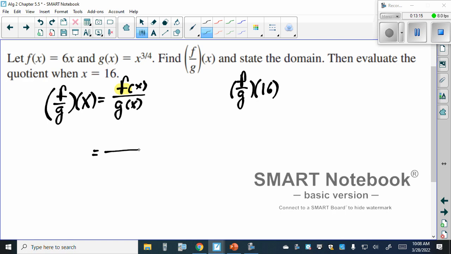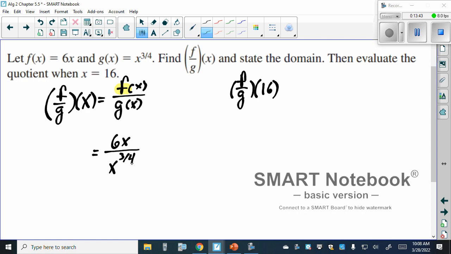Now looking at this here, they gave us f of x. f of x is 6x. And they gave us g of x as well, x to the 3/4. Now we have like bases on top and bottom, so we'll need to simplify this to a single variable. And whenever we divide like bases, our x and x to the 3/4, we subtract the exponents.